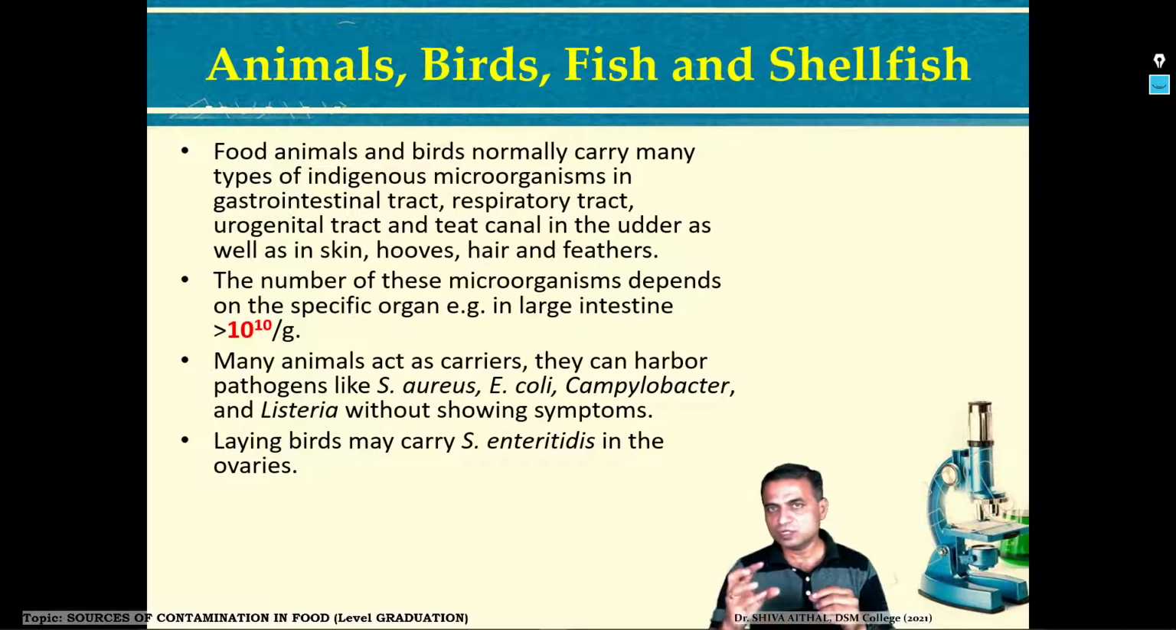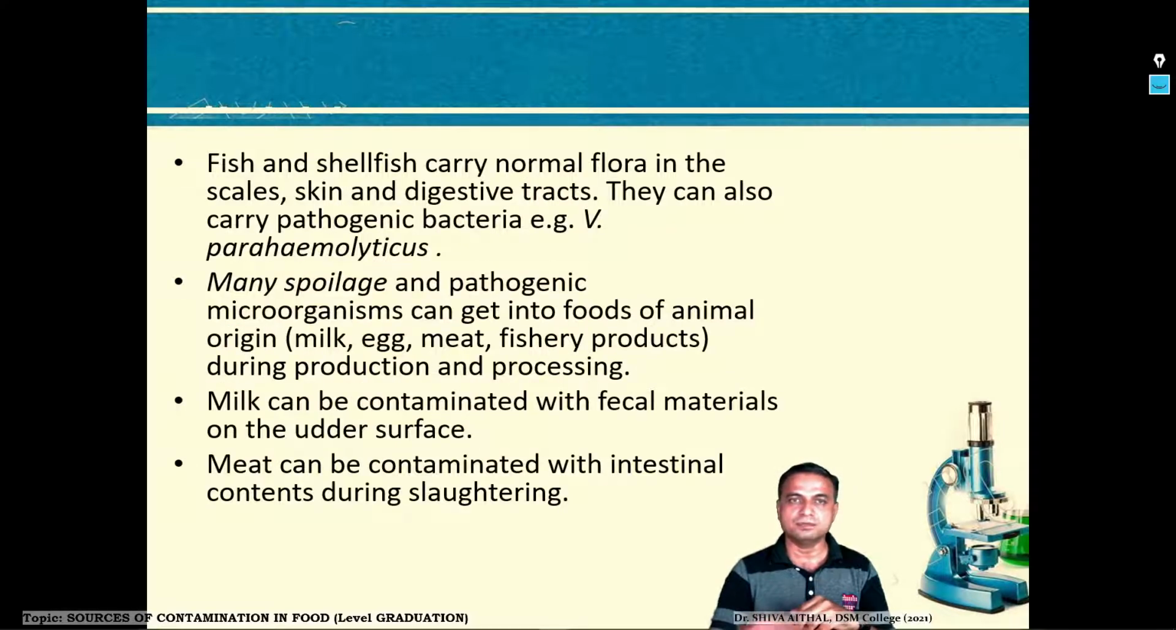Laying birds, that is birds which are having eggs inside and are about to lay the eggs, carry Streptococcus enteritidis in their ovaries, and this is a pathogenic condition. So fish and shellfish, that is coming from the sea, carry normal flora in their scales, skin and digestive tracts. All they harbor microorganisms. They can also carry various types of pathogenic bacteria. Parahemolyticus is one of the organisms which is present in the digestive tracts of the sea animals. Many spoilage and pathogenic microorganisms.